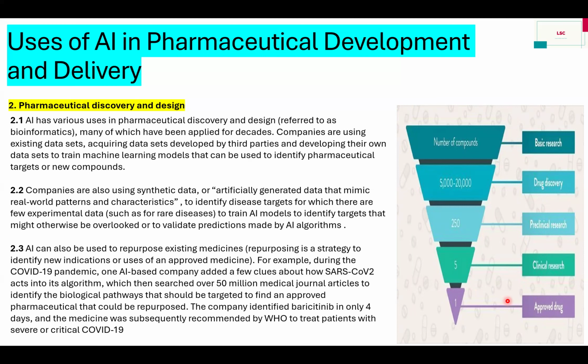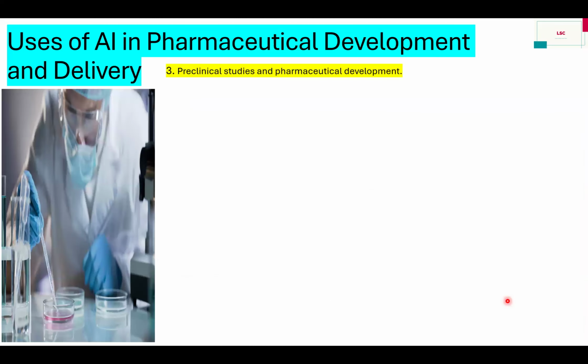The company identified a candidate in only 4 days, and the medicine was subsequently recommended by WHO to treat patients with severe or critical COVID-19.